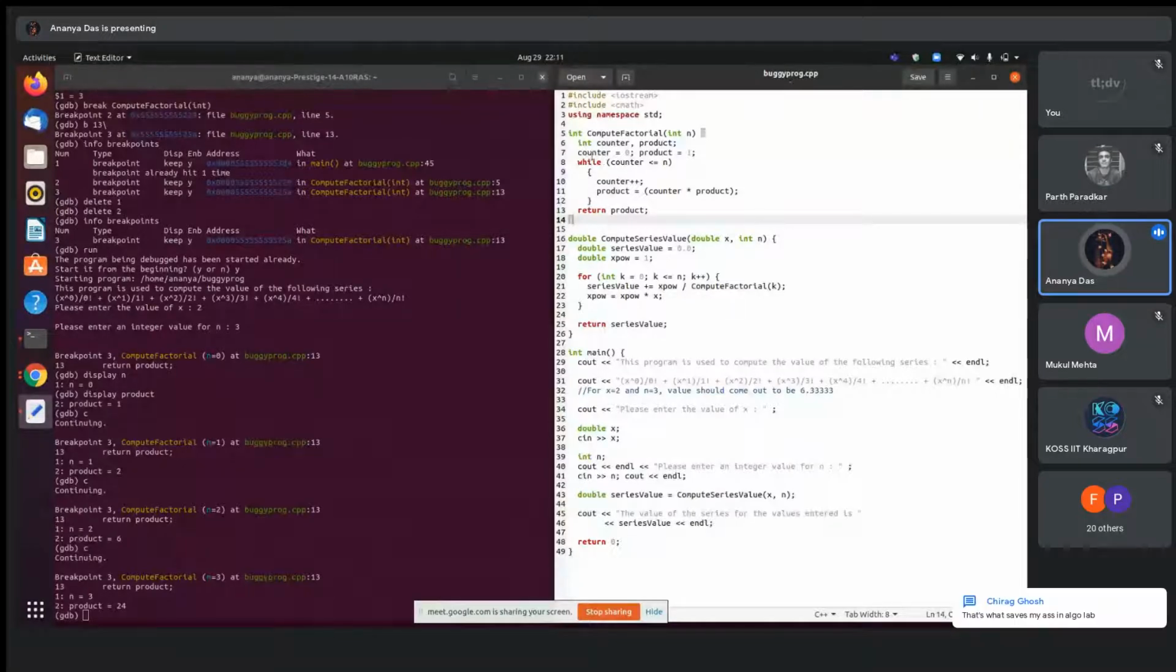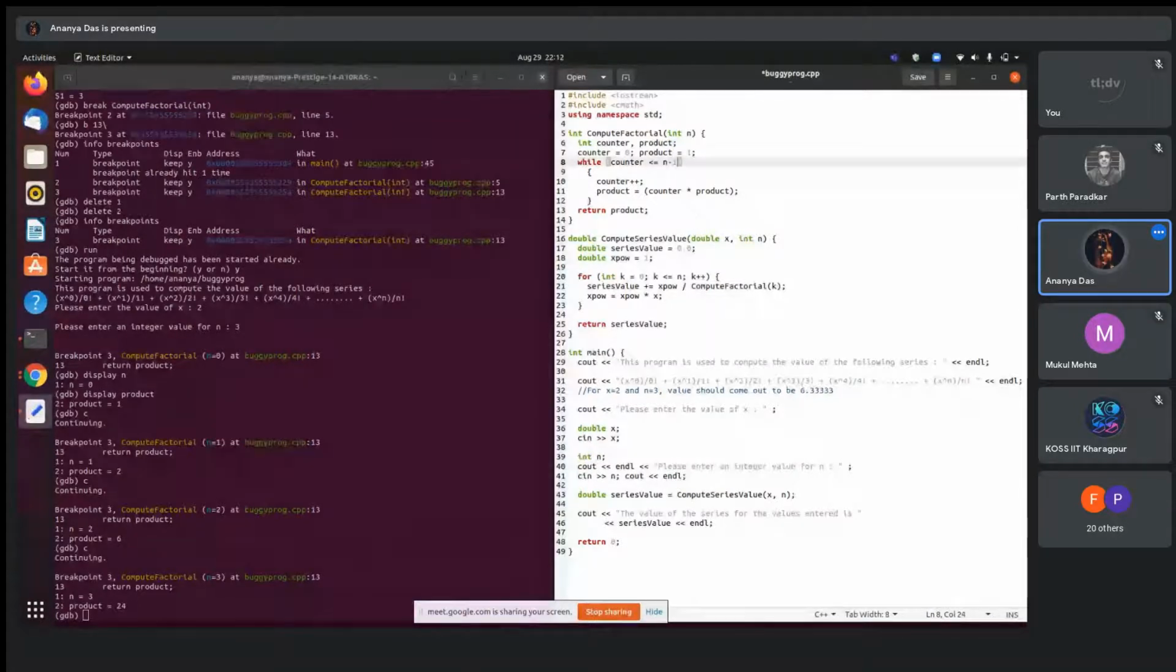And it's really easy to see, because I have given the counter value 0 here, and the counter is running till n with counter plus plus. So the product is actually becoming n plus 1 factorial instead of n factorial. So I can just change n plus 1 to n minus 1 and save it. So I'll have to compile it again and check if the bug has been solved or not.